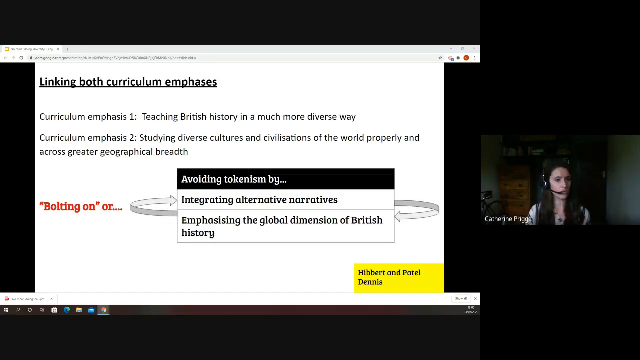And these two curriculum emphases are therefore not only complementary, but also mutually strengthening. So a focus on diversity in Britain should naturally link with a focus on world history through the connections that exist. And many argue that more emphasis on connection is vital if we are to successfully challenge exclusionary ethnocentric narratives of nation building in Britain.